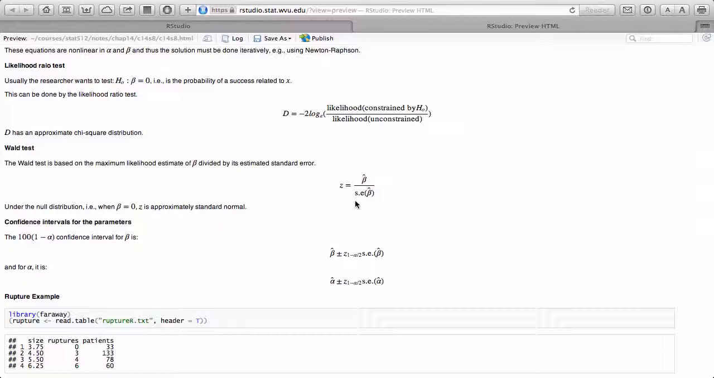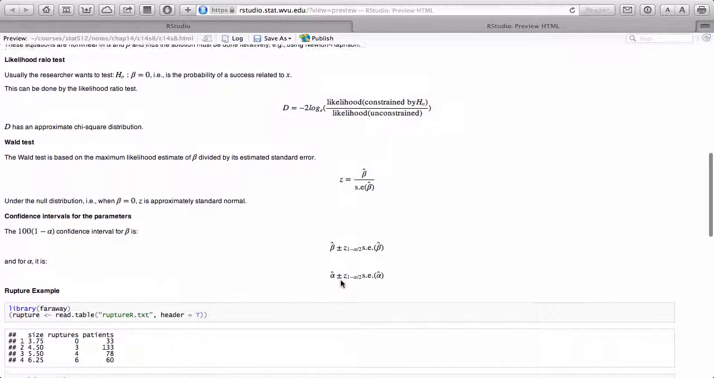So I could also test that beta equals 0 by getting the estimate beta hat divided by its standard error. This is approximately standard normal if the sample size n is large. And I could also get confidence intervals on both beta and alpha. We're most interested in beta: beta hat plus or minus the z-value times the standard error of beta hat, or the estimated standard error. So that's the context of what we want to do.